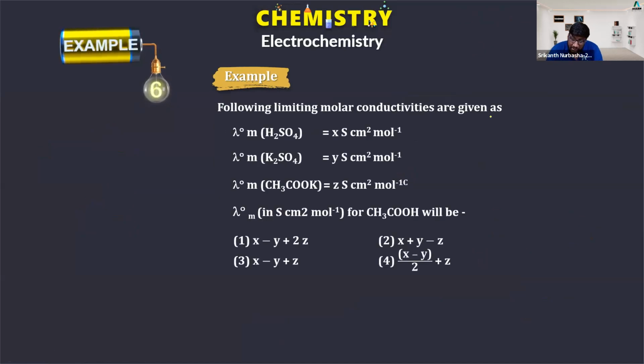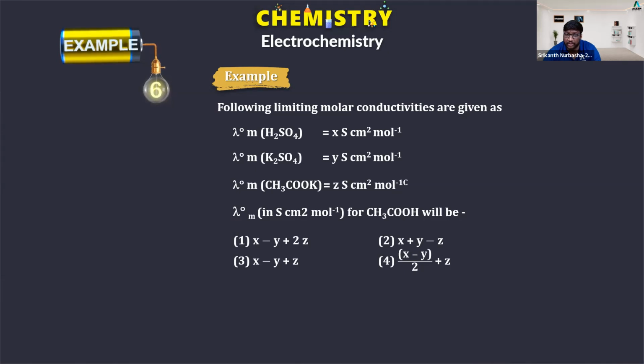The following limiting molar conductivities are given: H2SO4, K2SO4, acetic acid, potassium acetate. Earlier Chris asked a question: can I simply write the molar conductance of H2SO4 and K2SO4 and subtract the molar conductivities? But CH3COOK has a different n factor compared to H2SO4 and K2SO4. Now you cannot do that. You are not supposed to do it that way, otherwise you will get a different answer.